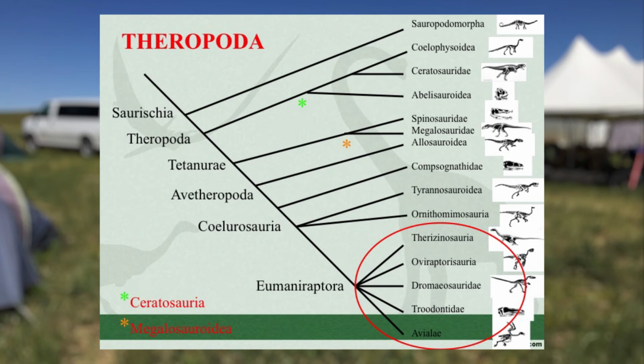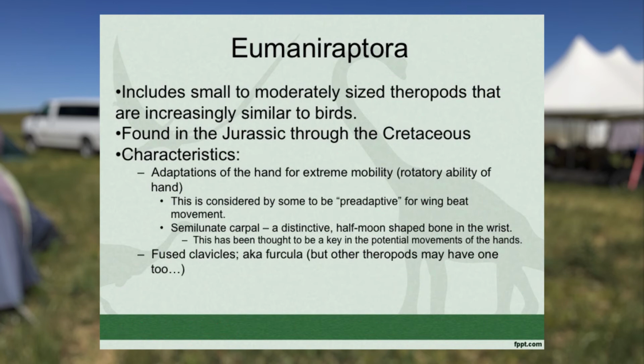All right. So this gets a little tricky, this grouping here. I'm getting to Eumaniraptora or Maniraptora, getting closer to the bird group, and I'll explain. So these are smaller theropods, very similar to birds in some characteristics, found in the Jurassic through the Cretaceous. And here's some of the characteristics. Hands are adapted for extreme mobility.